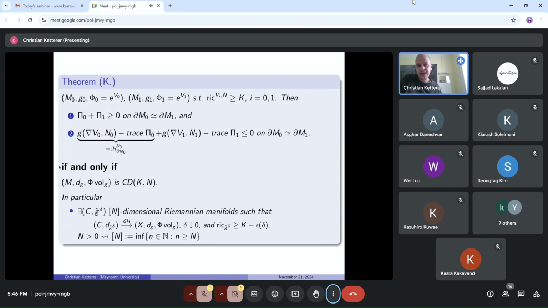And what I want to emphasize is that this generalizes the result of Perelman regarding gluing and classical Ricci curvature, but it also improves this result in the sense that we do not just have one direction, but we have an if and only if statement.